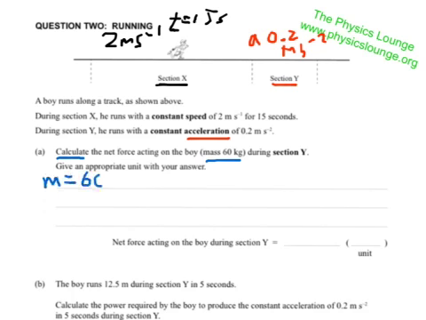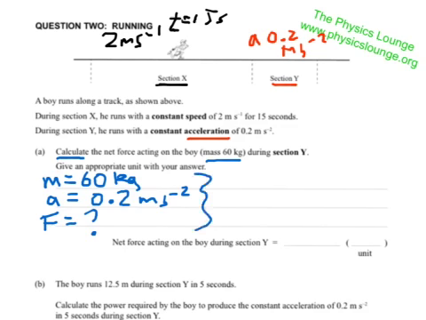We know the mass is 60 kilograms. We know during section Y the only other thing we actually know is the acceleration, which is 0.2 meters per second squared, meters per second per second. Okay, and we have to find out the force. And straight away, if you're familiar with the equation that links these, and in doing problems that familiarity should have become clear in your exam preparation, you'd find the equation is F equals ma. This is Newton's second law.